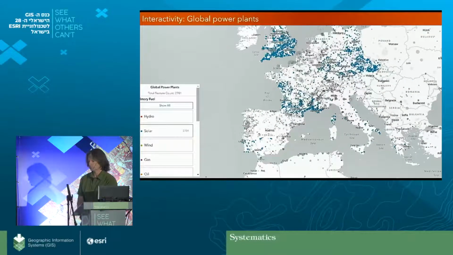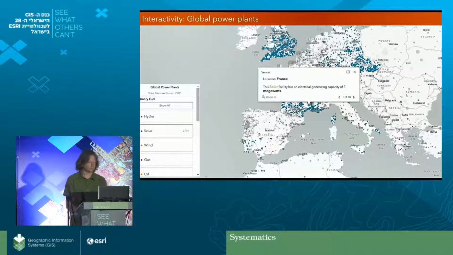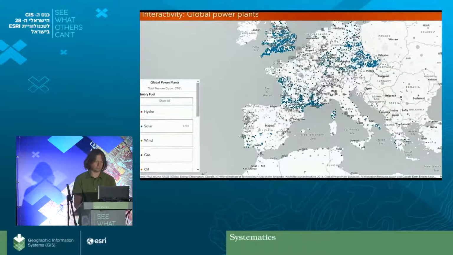Now this is actually a web application template called Interactive Legend. As we add new capabilities into the API, web apps throughout the platform start taking advantage of them.